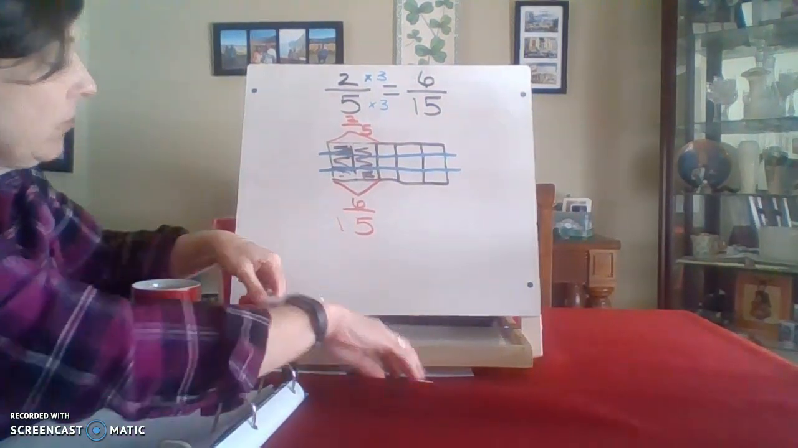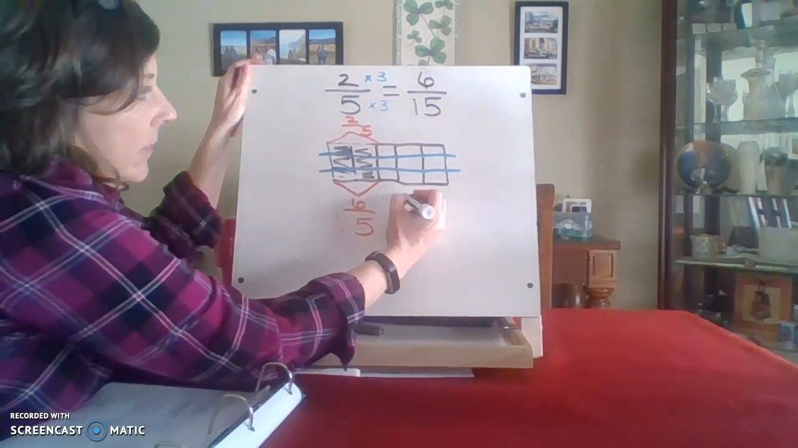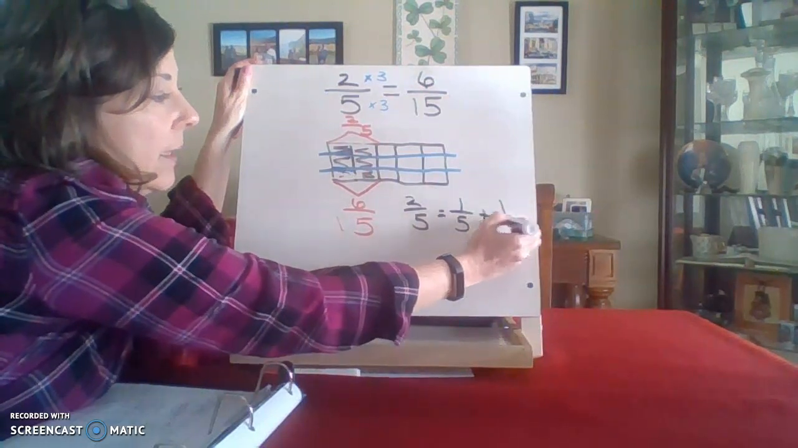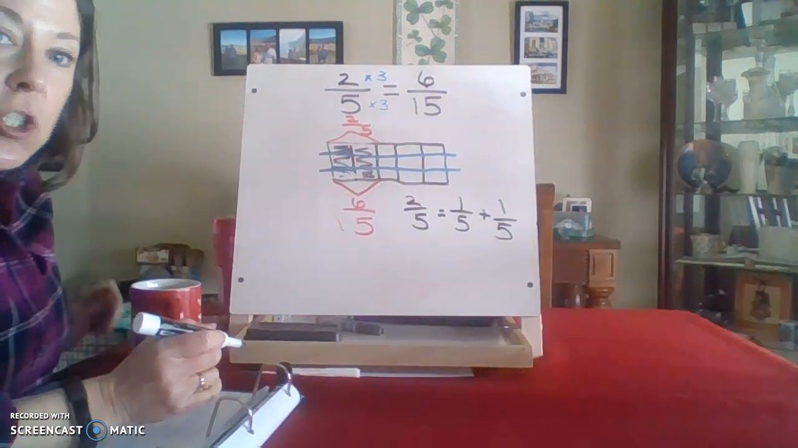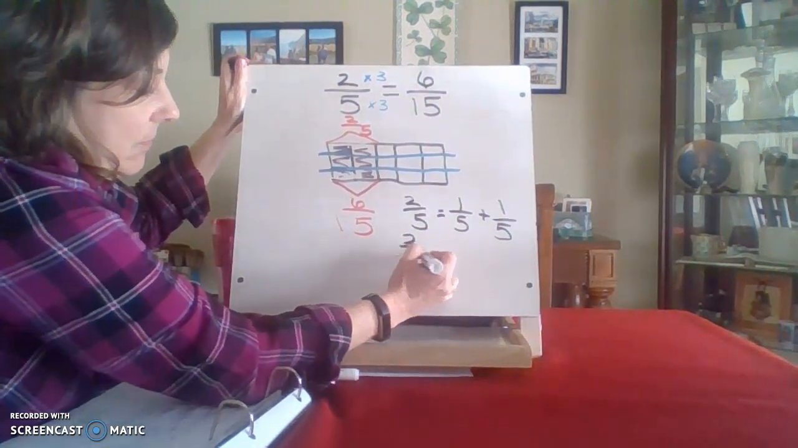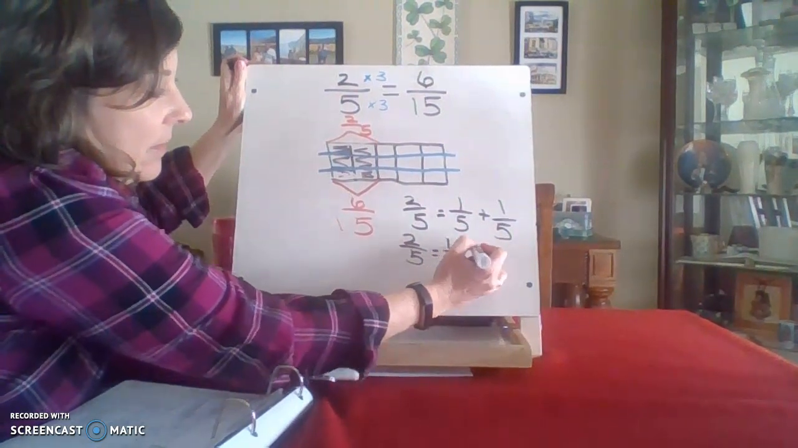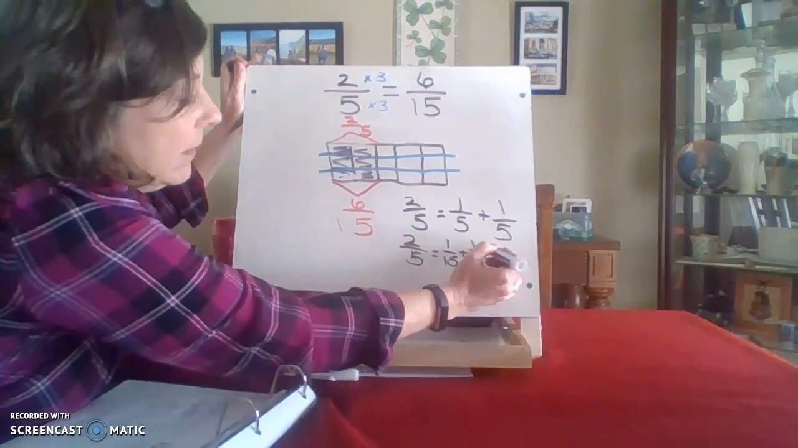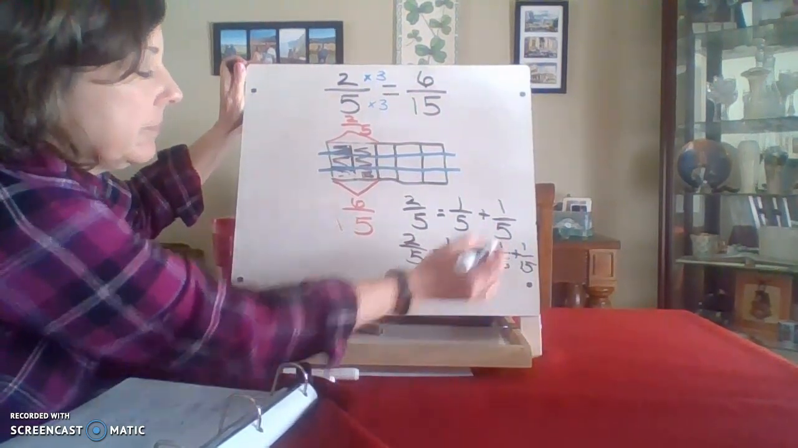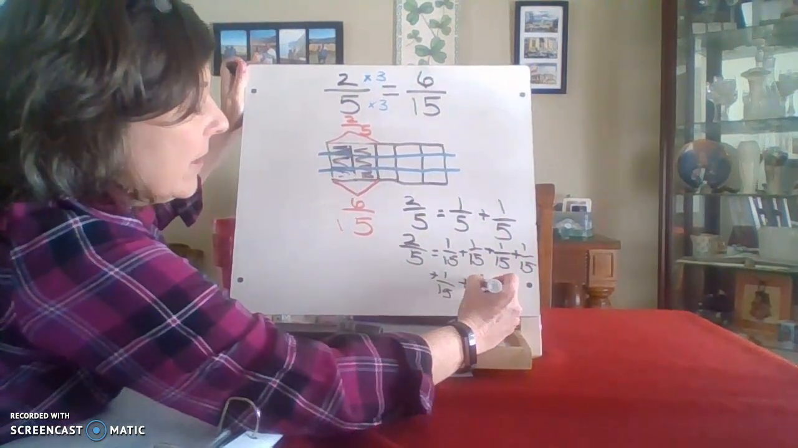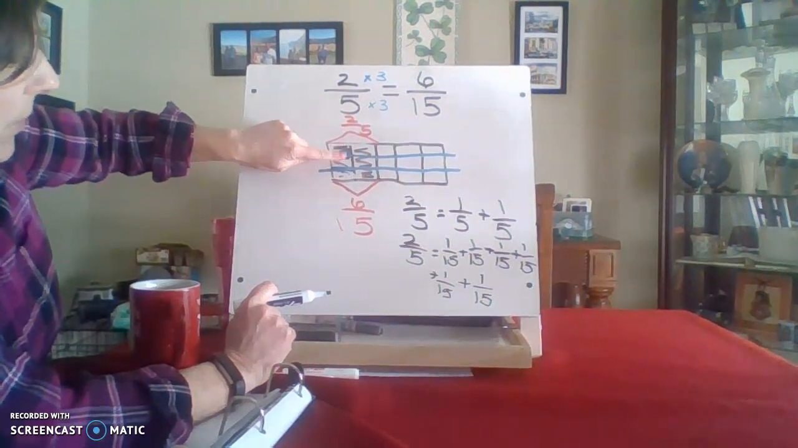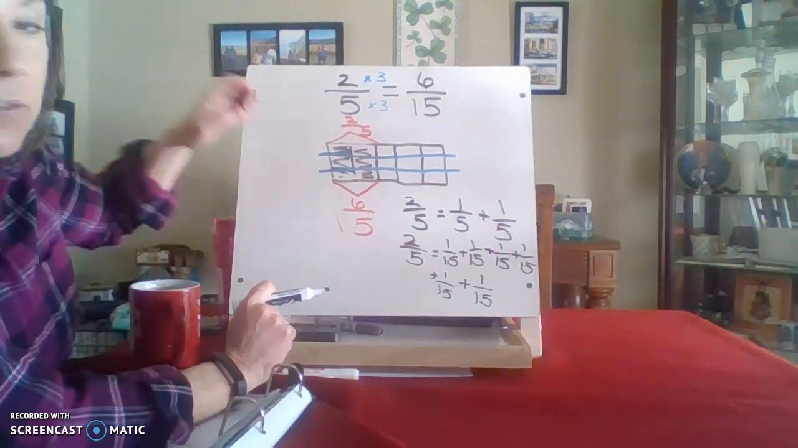If I think of it in terms of unit fractions, 2/5 is equal to 1/5 plus 1/5. But 2/5 also is equal to 6/15. 1/15, another 15th. I'm going to have to squeeze it in there. Another 15th, another 15th, another 15th. Hopefully your work is neater than mine. And another 15th. So 2/5 is also equal to 1/15 plus 1/15 plus 1/15 plus 1/15 plus 1/15 plus 1/15.